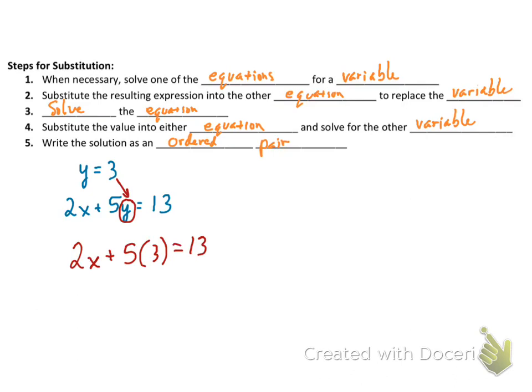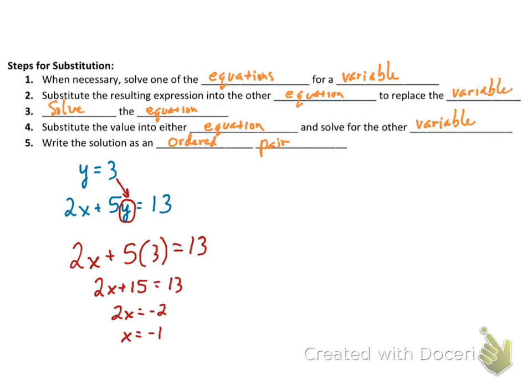So it'd be 2x plus 5, but instead of y, I'm going to substitute in 3 for that y, equals 13. And now this is an equation that I can solve, because I did have x and y, and I don't know how to solve for both x and y at the same time in one equation. But when I do a substitution, one of the variables is going to go away, and I can actually solve this now. So 2x plus 15 equals 13. 2x equals negative 2, so x equals negative 1. When we make that substitution, we can now solve this equation for one of the variables.